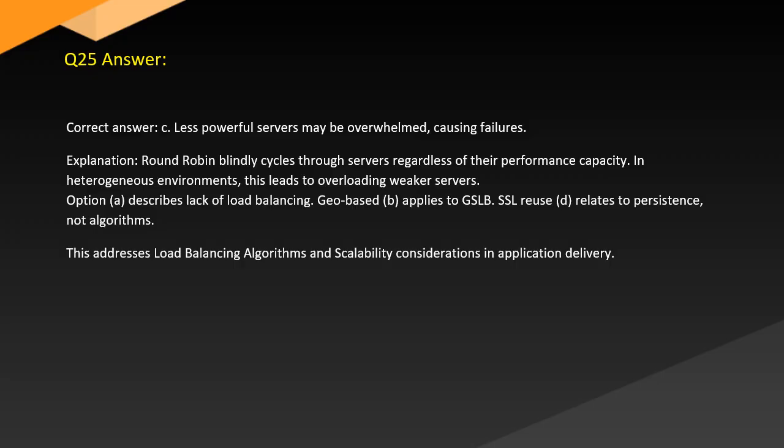Answer. Correct answer: C. Less powerful servers may be overwhelmed, causing failures. Explanation. Round-robin blindly cycles through servers regardless of their performance capacity in heterogeneous environments. This leads to overloading weaker servers. Option A describes lack of load balancing. B is geo-based. D relates to persistence, not algorithms. This addresses load balancing algorithms and scalability considerations in application delivery.